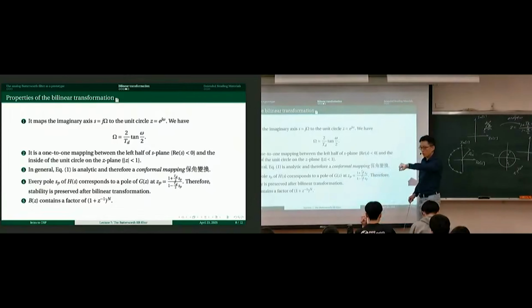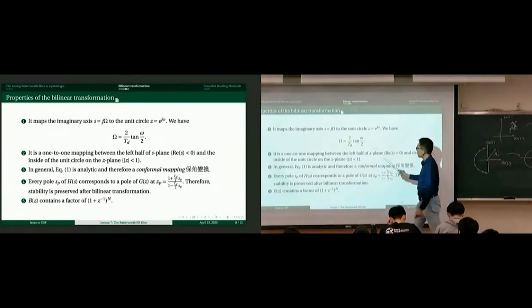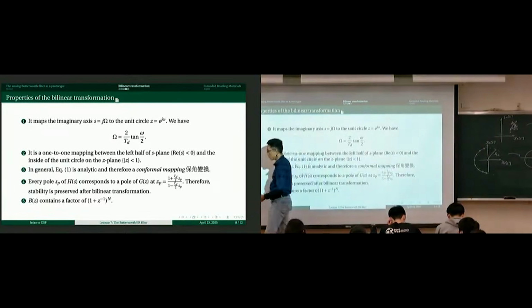Okay, so let's take a break. When we come back, we look further at what this implies about this relation between big omega and small omega.